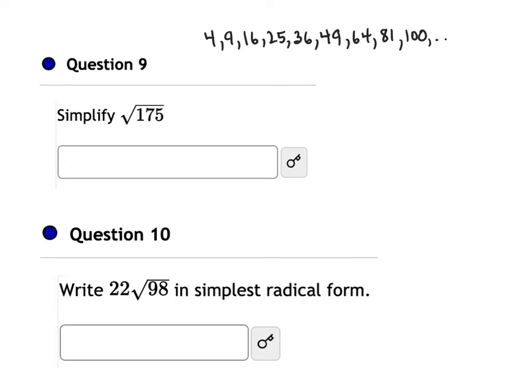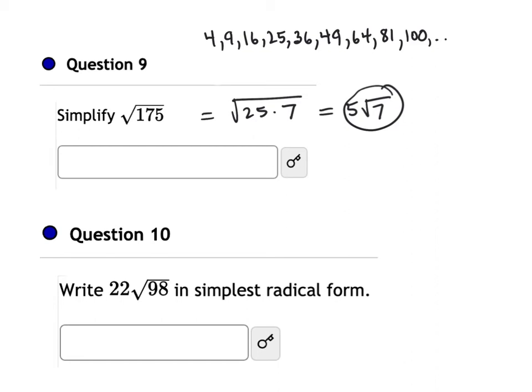Question 9. The square root of 175. We're looking for the largest perfect square that divides evenly into this number. We're not going to have any decimals. Start up the list and see if the number divides evenly into 175. 4 does not go into 175, neither does 9 or 16. 25 does. I can rewrite 175 as 25 times 7. Square root of 25 is 5, so my answer is 5 root 7, or 5 radical 7.